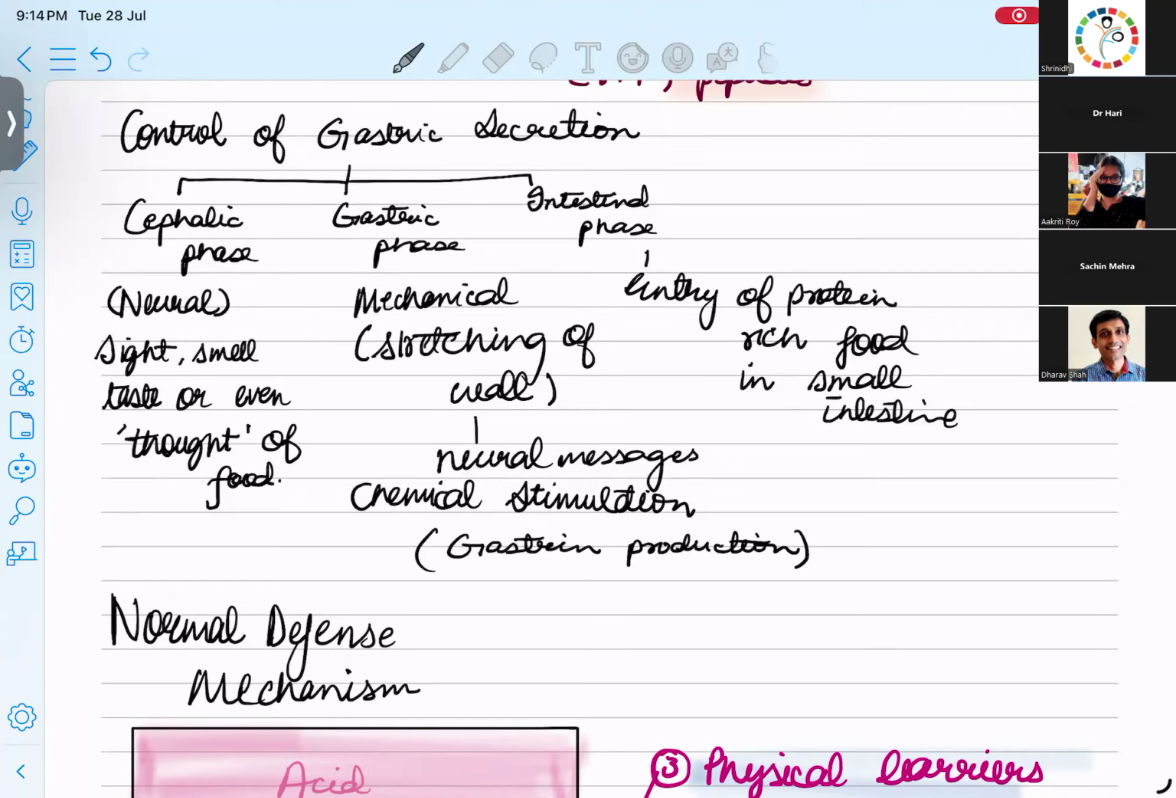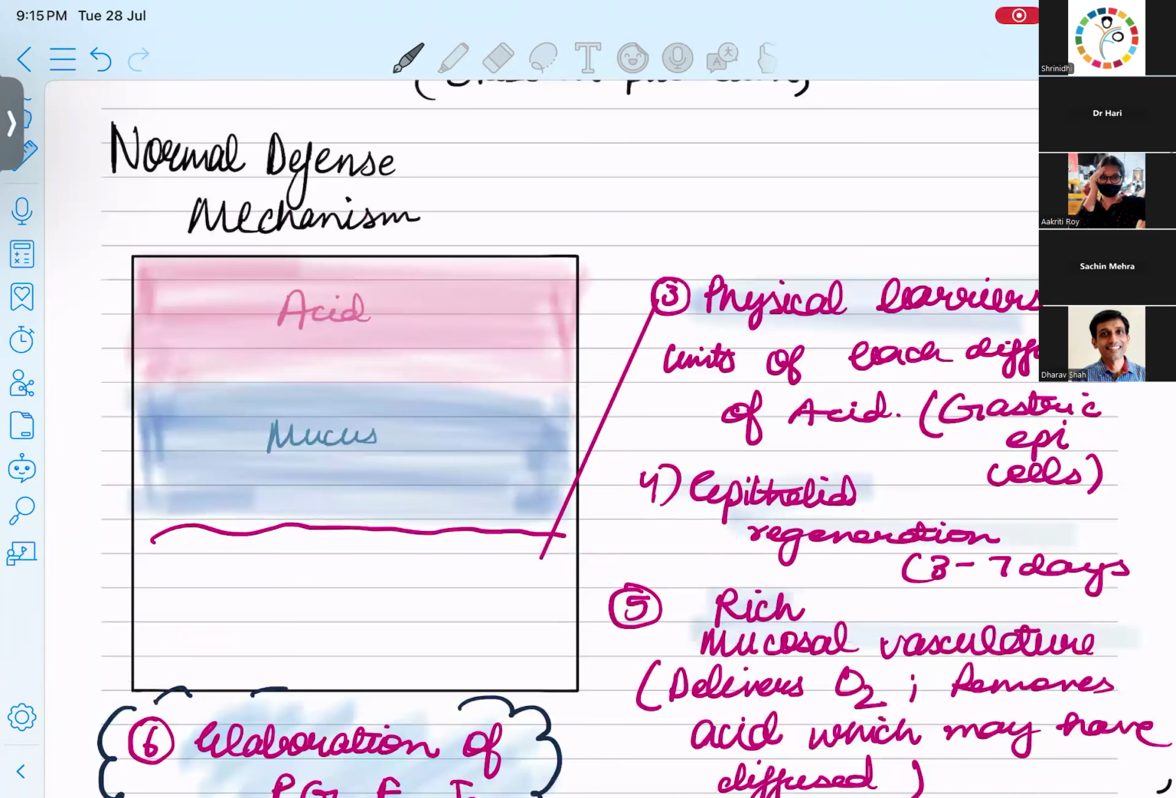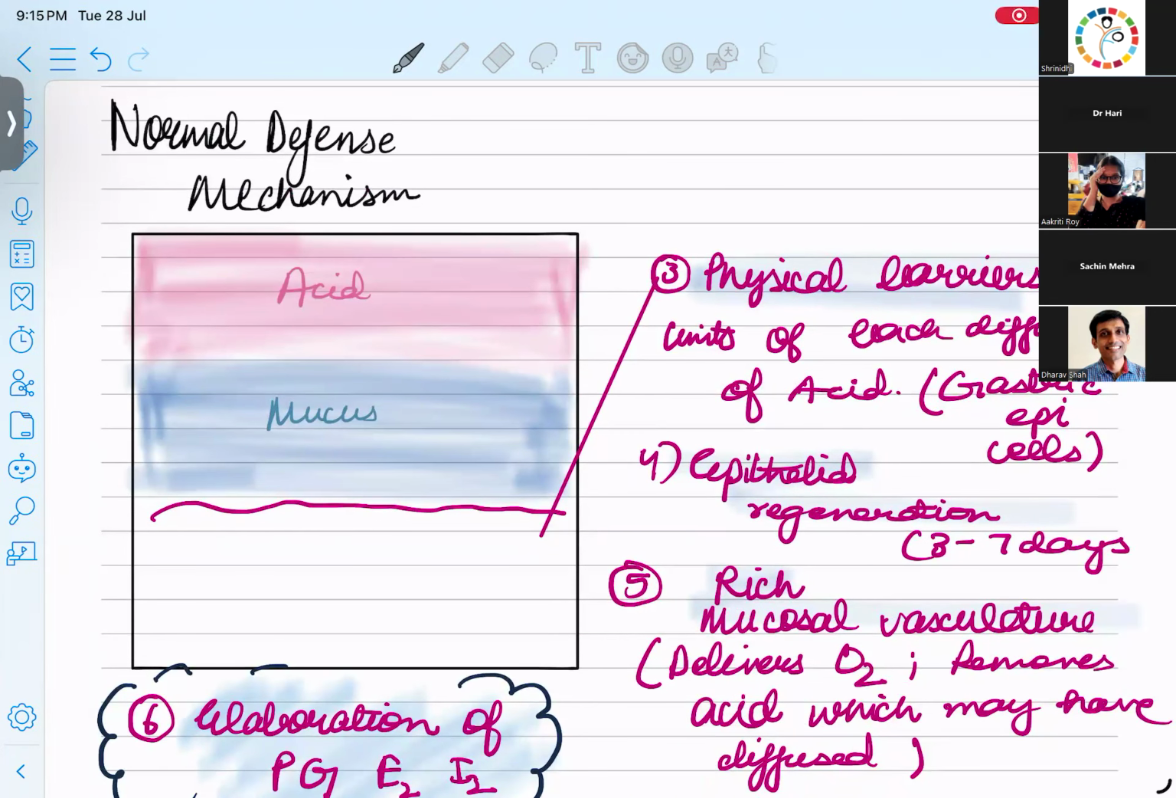And then there is the intestinal phase, when there is entry of protein-rich food in the small intestine, so that now the G cells know that the food has traveled from stomach down to the intestine, and then it is self-regulated. One of the most important parts before we start talking about gastritis or peptic ulcer is how do we understand कि stomach अपना defense mechanism कैसे खुद बनाता है, कैसे उसके पास कुछ ऐसी चीजें हैं which regulates कि acid का balance बना रहे.